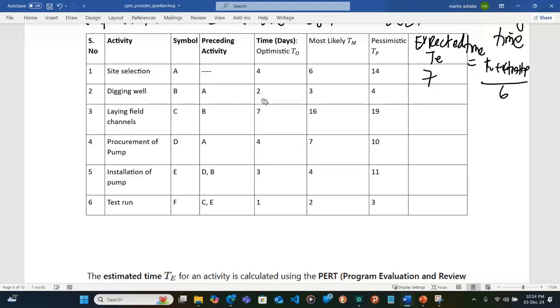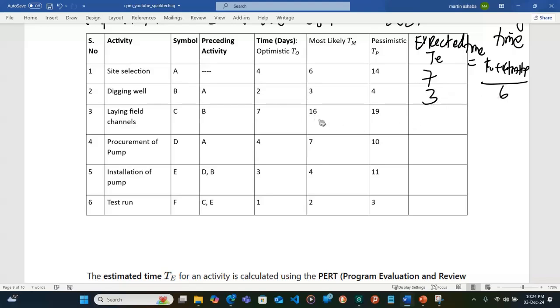I get 2, 3 times 4, that is 12, plus 2, that is 14. Then 12 plus 4, that is 16. 16 plus 2, that is 18. And 18 divided by 6, you get 3.